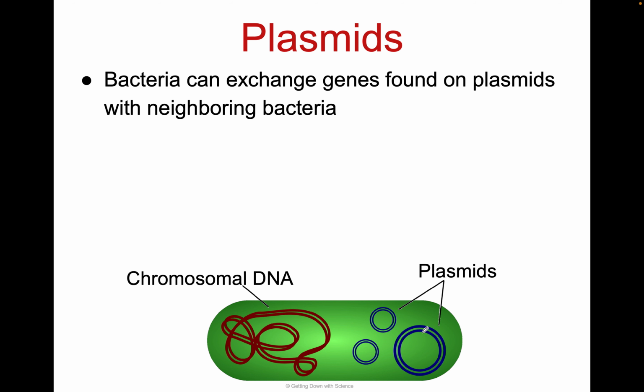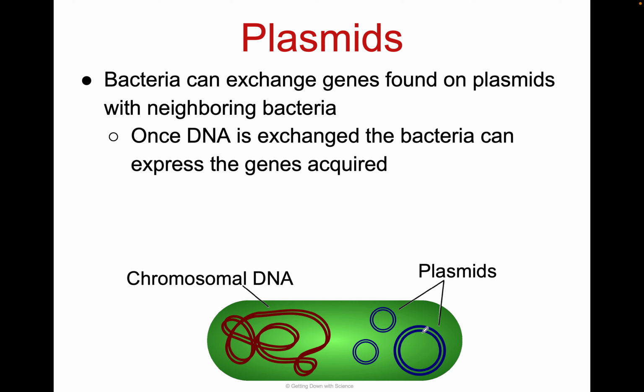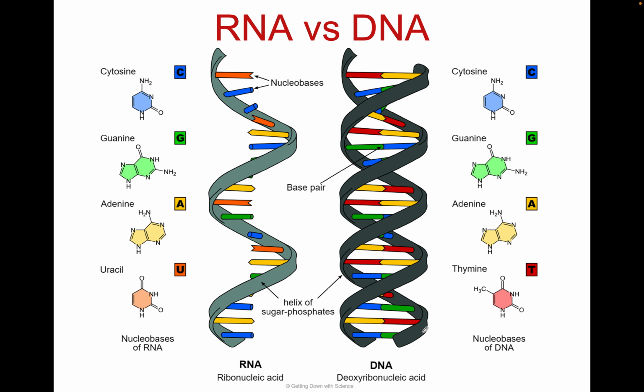Bacteria can exchange genes found on plasmids with neighboring bacteria. That's our quorum sensing. Once DNA is exchanged, the bacteria can express the genes that are acquired. So it's like, hey, there's a change in the environment here. I have some genes that will give us more adaptation to this changing environment. Why don't you take it? This helps with survival. Big time.